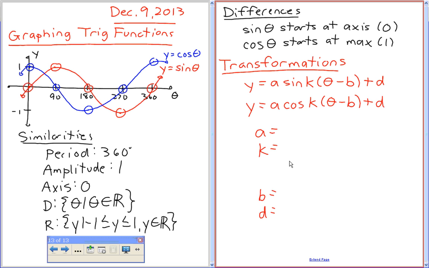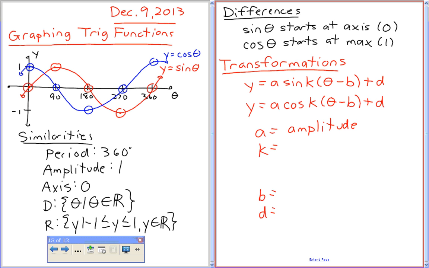So if we have 3 sine of theta, what's that going to change? If it's 3 sine of theta, yeah, the amplitude is going to be 3. It's going to stretch the graph. So A is going to be your amplitude. And if you have a hard time, you don't have to memorize this equation. This is just like the f of x stuff. All that means is multiply your y values by 3. The y values happen to be your amplitude. That's all it is.